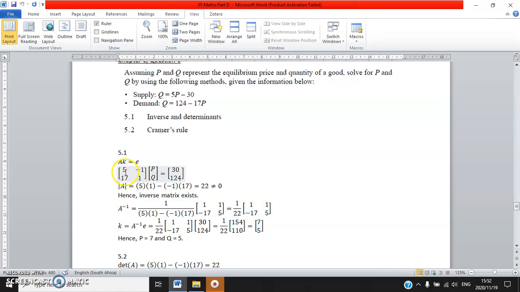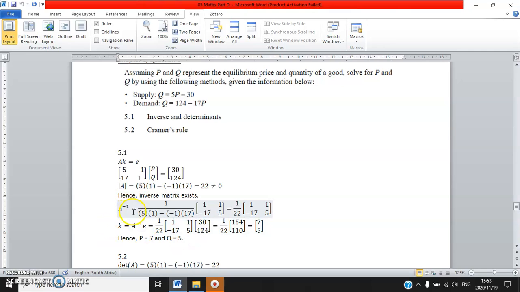Okay, happy with that? So this is your matrix A. That's K1. K1 is now P. K2 is your Q. Then E, you are given the information. The determinant of A is AD, which means 5 times 1 minus BC. B is minus 1, C is 17. So the determinant is 22. Good news, it is not equal to 0.